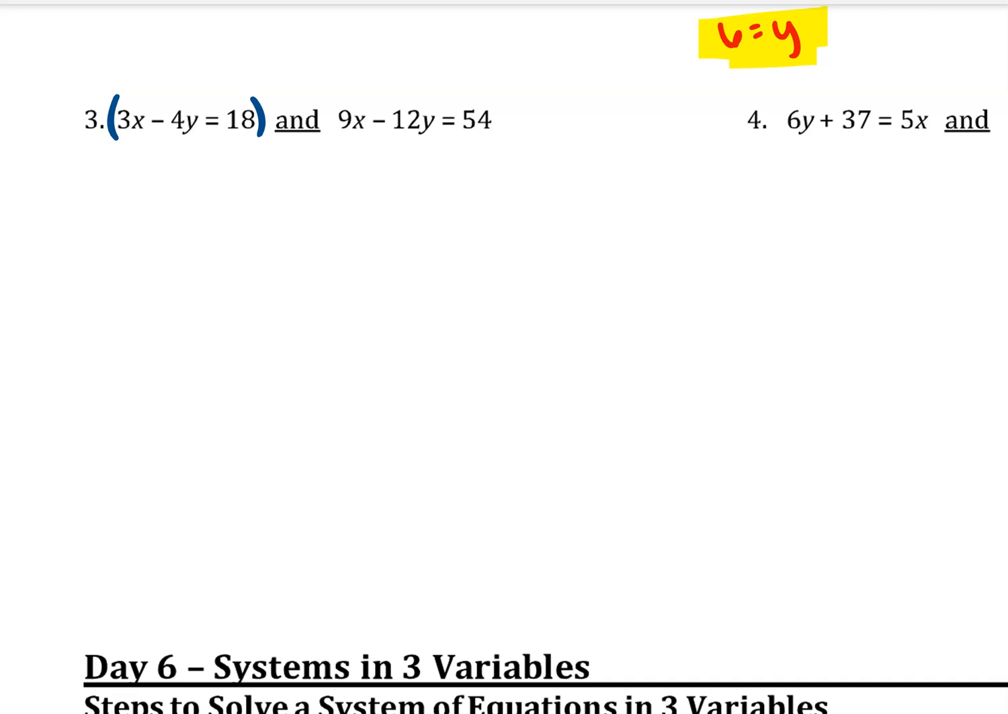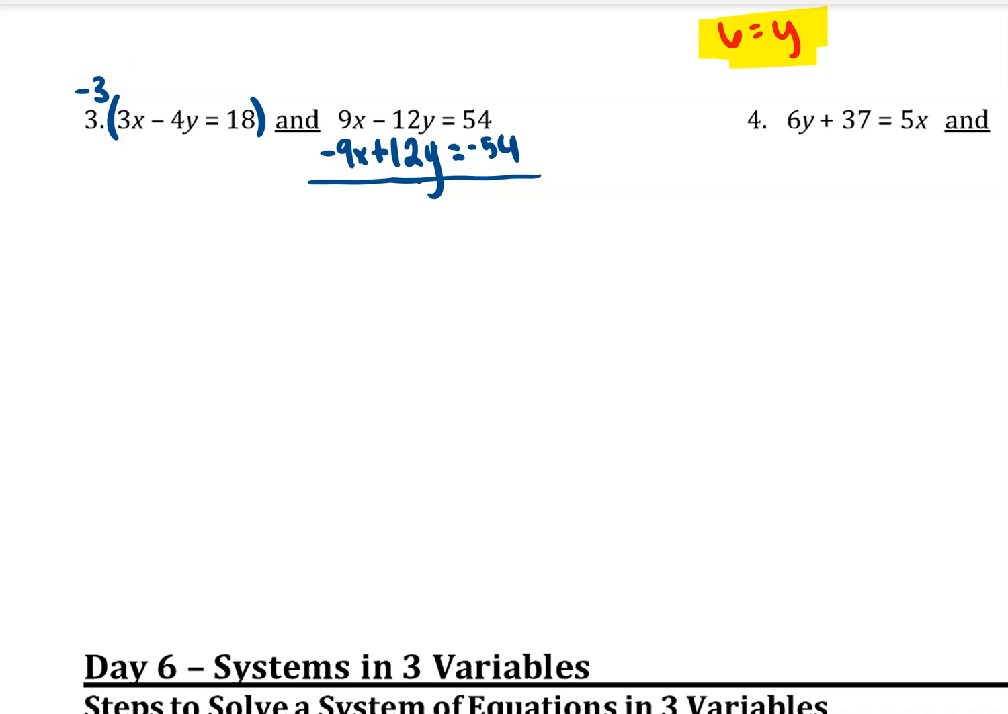So all I have to do is multiply this one by negative 3. The reason I'm doing negative is because that one's positive 9. This one needs to be negative, so they'll cancel. Negative 3 times 3 is negative 9. Negative 3 times negative 4 is positive 12. And then negative 3 times 18. Oh, it's been a little while since I've done math. I think that's 54. 3 times 18. Yeah, 54. So that'll be negative 54, which should look really interesting to you.